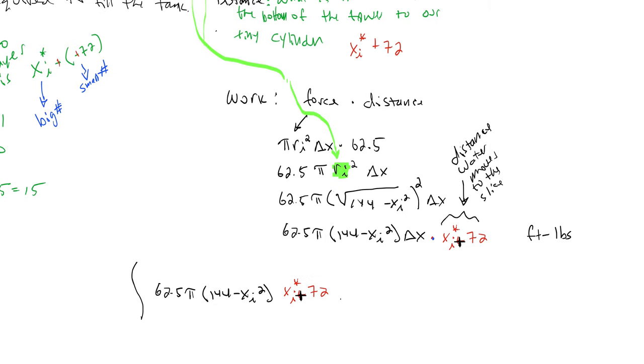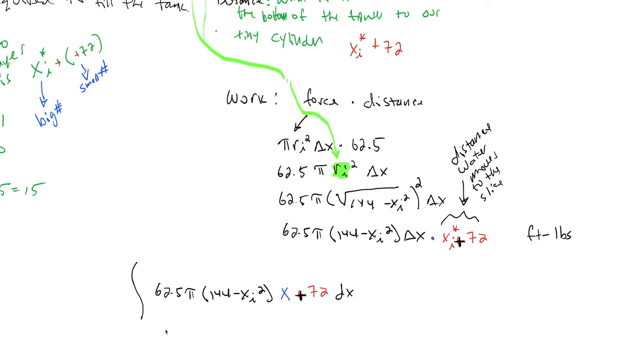Dx. This just becomes x. Okay. Let's see what it says about the boundaries. Where x plus 72 and dx bound. What do we put?